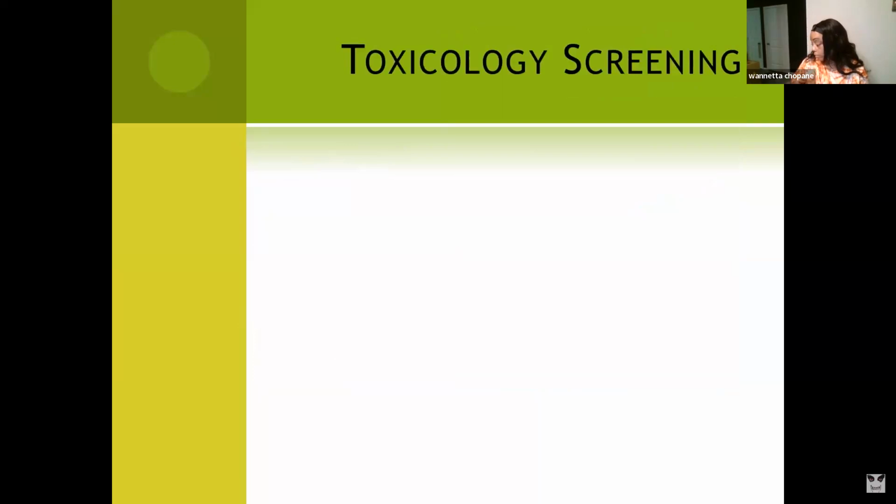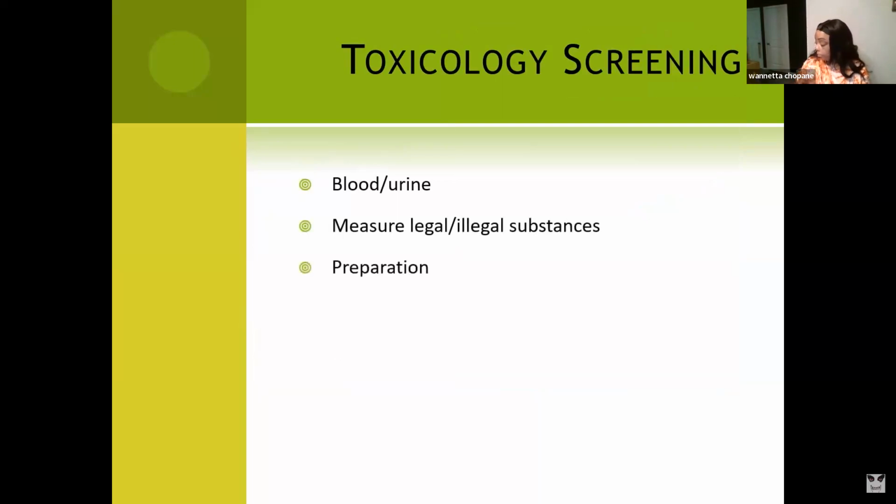Now let's talk about toxicology screening. This can be done with blood or urine. And we would measure legal and illegal substances through blood or urine. And of course, we have to make sure we take the right preparations to do so. We need to get consent from the patient. Now, this can come also from a court order if the patient is suspected of something of an illegal activity, DUI, or some kind of accident that the police officer might have suspected the patient to be on some kind of drugs. We need a court order consent.